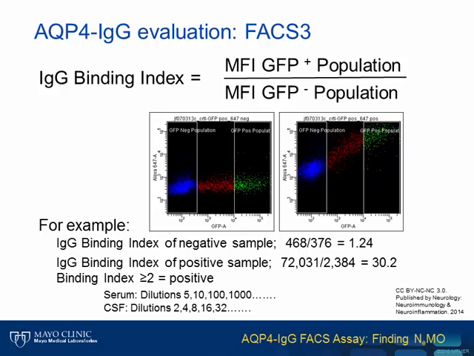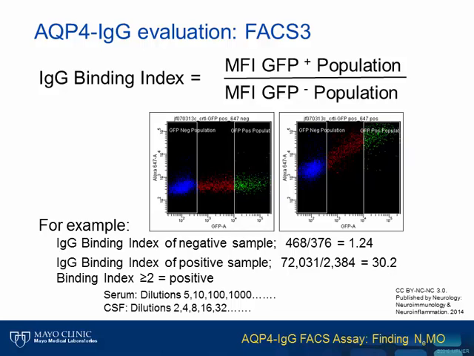We screen serum at a dilution of 1 in 5, and we screen CSF at a dilution of 1 in 2. If the binding indices are greater than or equal to 2, then it's a positive result. If they're less than 2, then it's a negative result. If the patient is positive, then we will titrate out to see what the end dilution is.